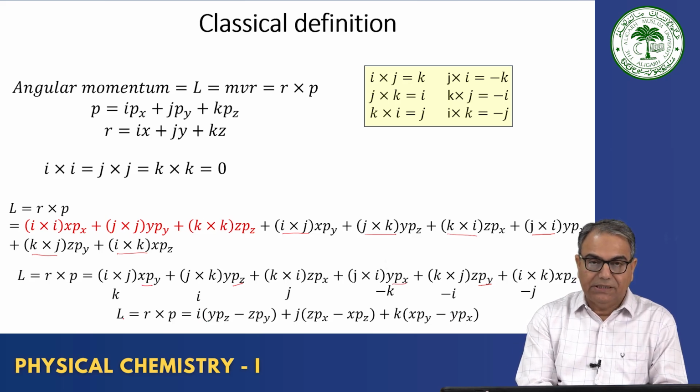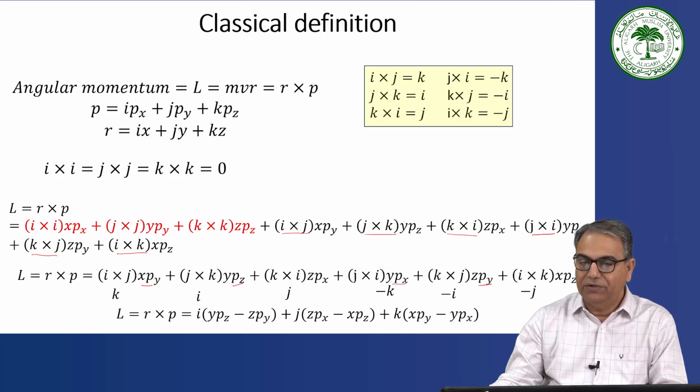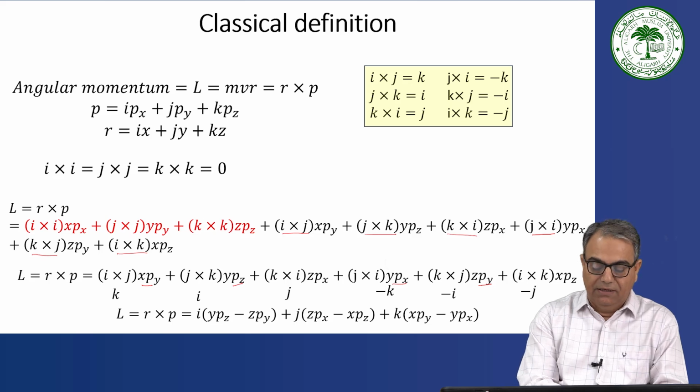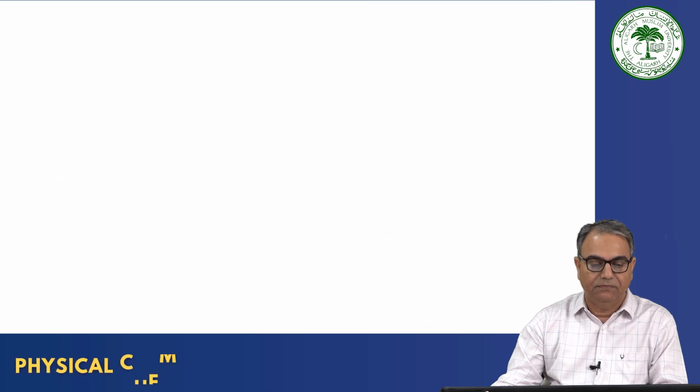It means that this L, angular momentum, can be split into three components, one multiplied by i, another multiplied by j, and the third multiplied by k. So, what are these? These are unit vectors in x, y, and z directions. So what you can say is that this L can be split into three components, Lx, Ly, and Lz.